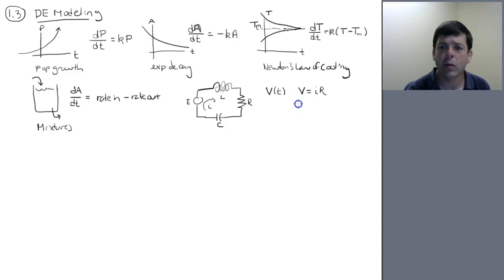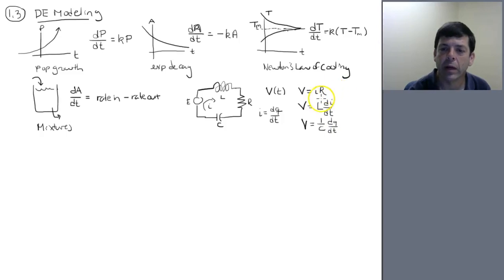Then the voltage involving an inductor is L di/dt, so it's involving the derivative of current. And current is going to be the derivative of charge, which is represented by Q. And so the voltage for a capacitor is going to be 1 over C times q.